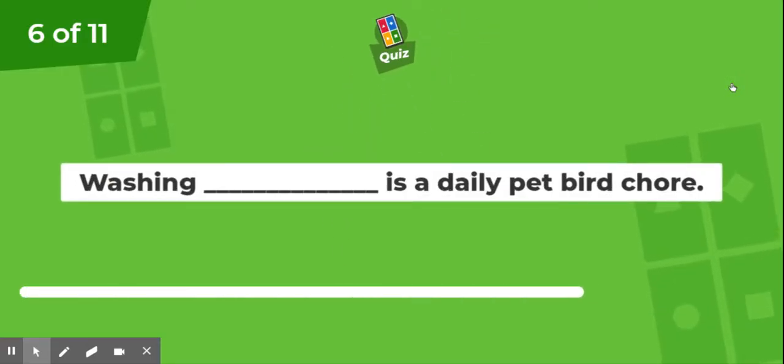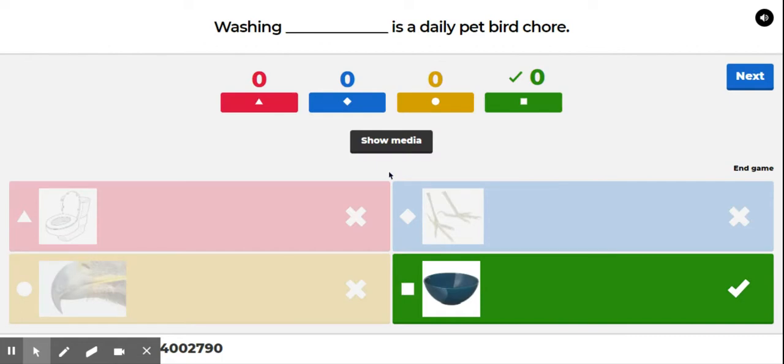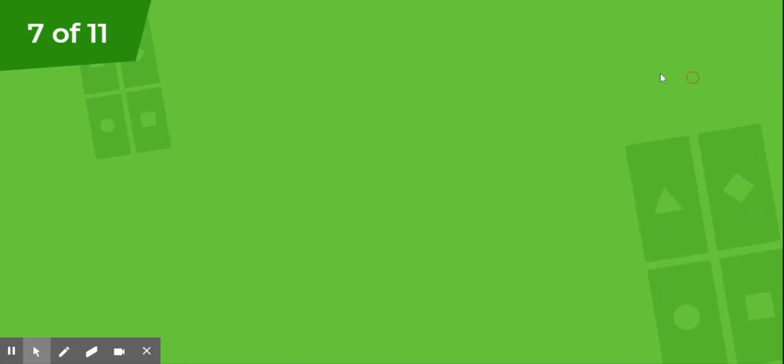Question number six. Washing blank is a daily pet bird chore. Washing their toilet. Washing their feet, their claws there. Washing their beak. Or washing their bowls is a daily pet bird chore. Washing their bowls, that's both food and water bowls, daily with soap and water, is a daily pet bird chore.